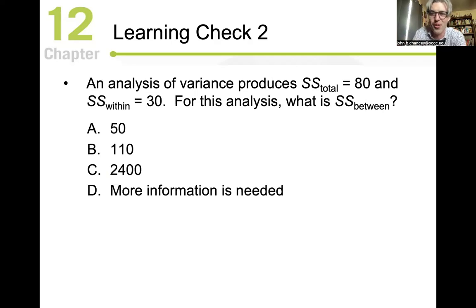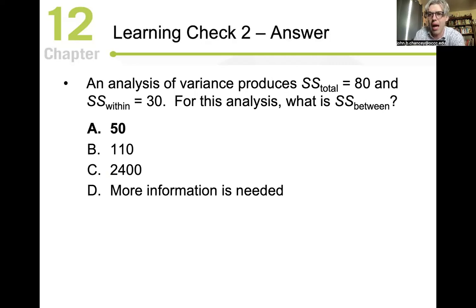One of them is right, and the other two are wrong. So go ahead and pause the video, and hopefully you come up with an answer. Unpause when you feel ready. In this case, hopefully you're back. Hopefully you did the work.